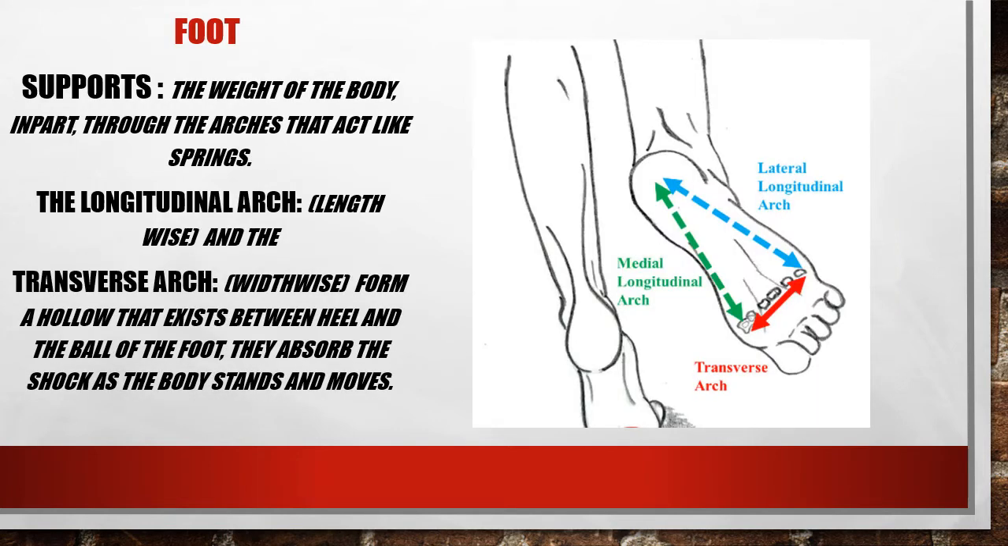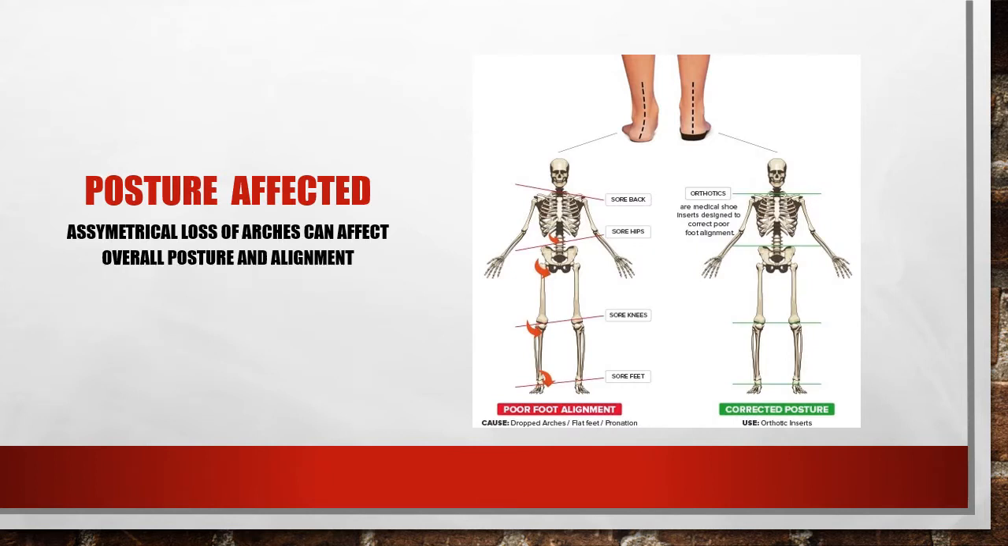Looking at the feet, we have the weight of the body being loaded on both feet, and we have three arches: the two longitudinal arches, a lateral longitudinal arch and a medial longitudinal arch, and then a transverse arch. Those three arches of the foot are created by ligaments attached to the bone, and they act like a shock absorber. However, posture can be affected when you asymmetrically lose an arch. Sometimes when you lose one arch, you lose all three in that same foot, maybe not in the same amount.